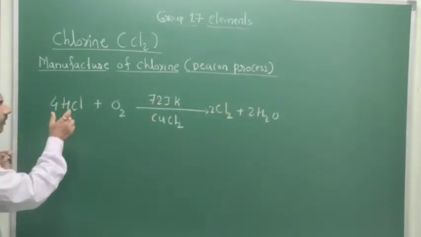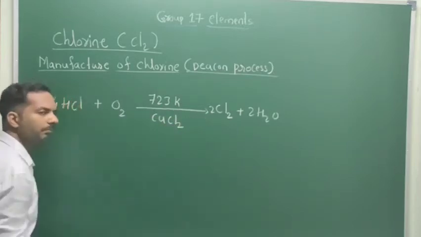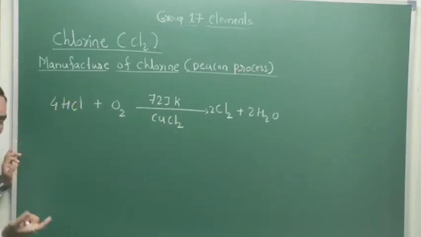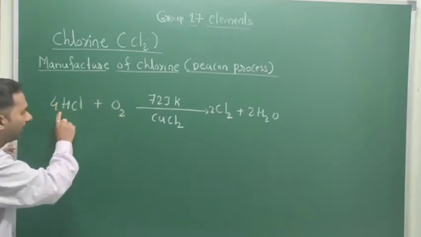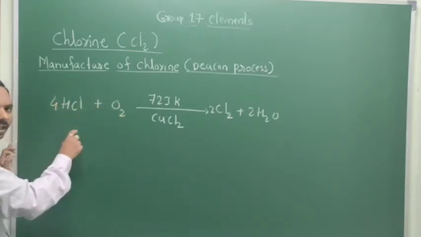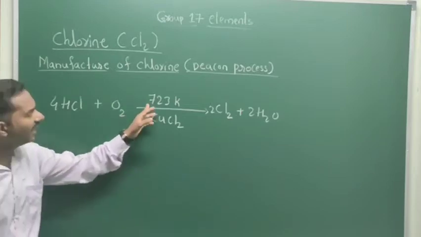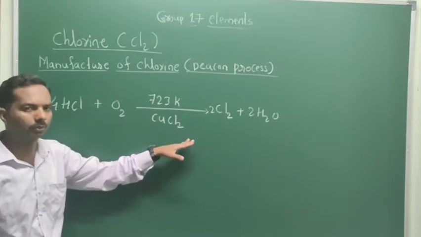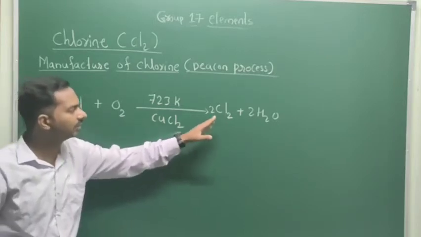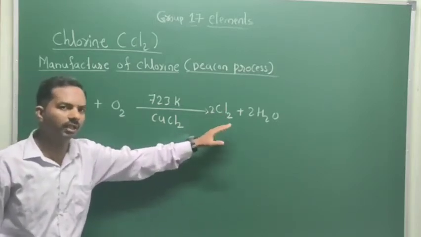So here, chlorine can be manufactured on large scale by oxidizing hydrochloric acid by atmospheric oxygen at 723 Kelvin in presence of cupric chloride. We get chlorine on large scale.